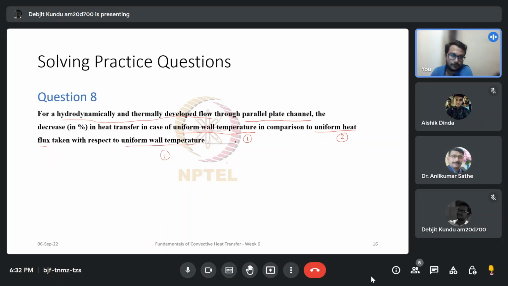So basically if you find out the Nusselt numbers, then, okay, we have to find out the decrease, right? So it would be Nu1 minus Nu2, divided by Nu1.